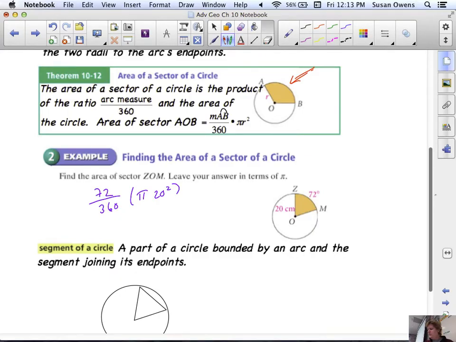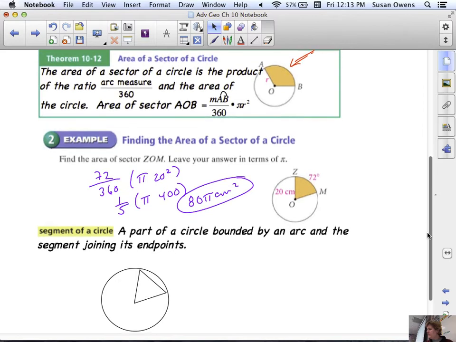So 72 divided by 360 can be simplified into 1/5. And 20 squared is 400. If we take 1/5 of 400, we get 80 pi. And since we are in centimeters, this would be centimeters squared.